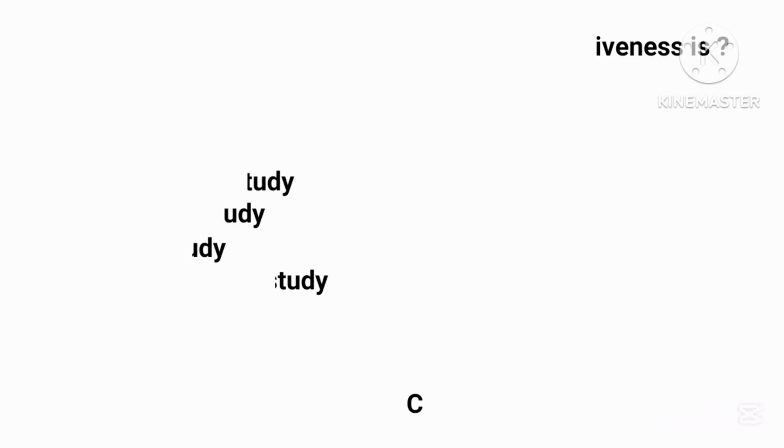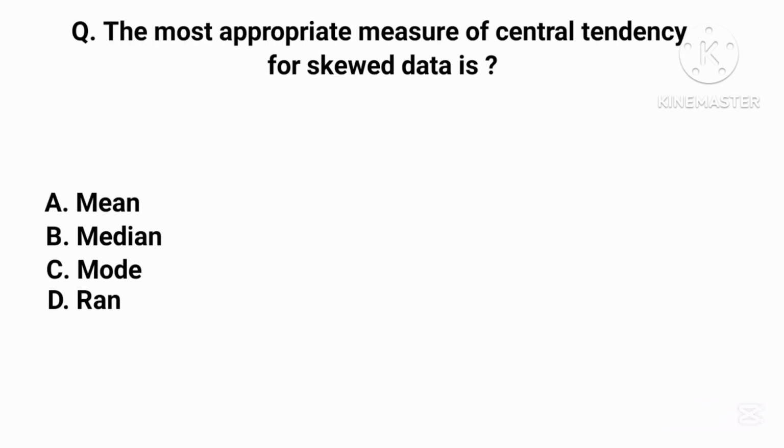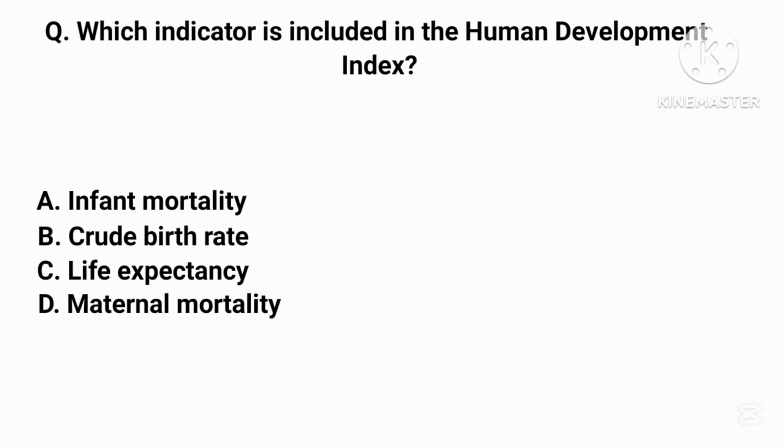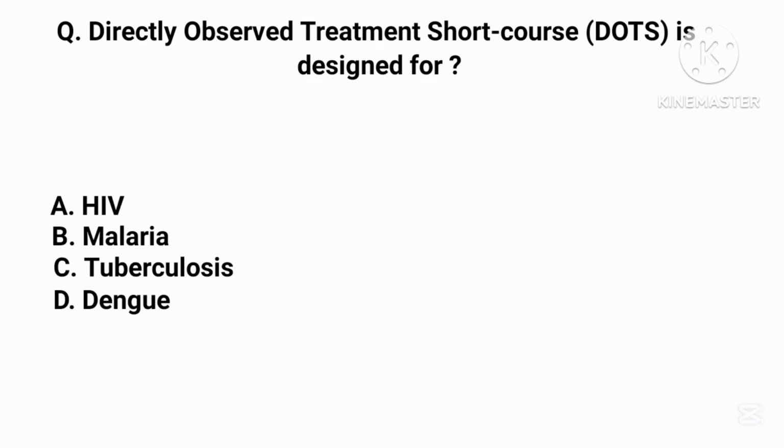Cohort study. The most appropriate measure of central tendency for skewed data is. Correct answer is option B. Median. Which indicator is included in the Human Development Index? Correct answer is option C. Life expectancy. Directly observed treatment short course is designed for. Correct answer is option C.